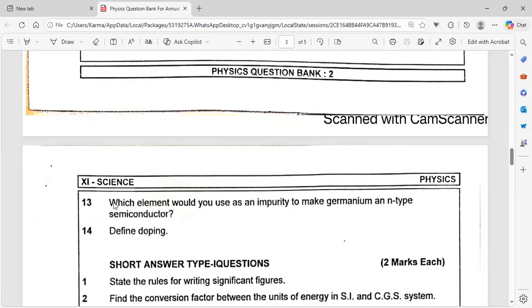Which element do you use to make germanium a n-type semiconductor? Any pentavalent element can be used to make germanium an N type semiconductor. So maybe phosphorus, it has 5 electrons around it, can be used as an impurity, as a pentavalent element.